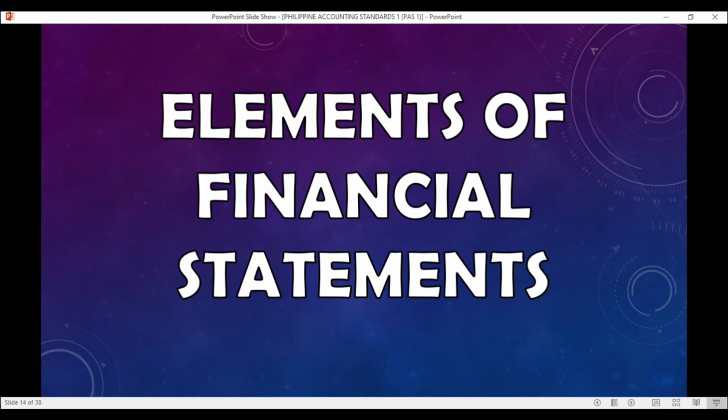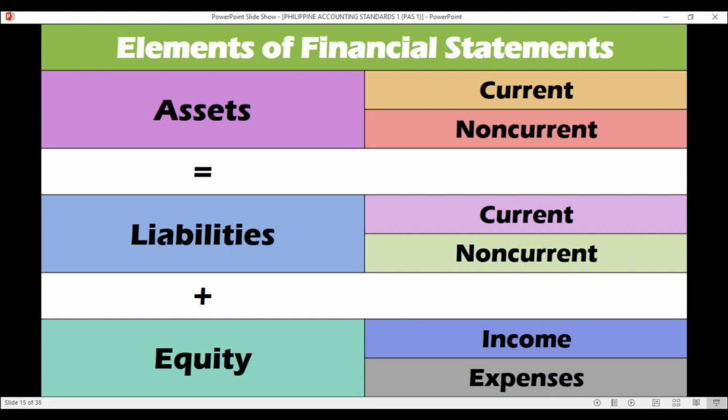Now, for the elements of financial statements, our next focus, we have already discussed financial statements earlier. To come up with financial statements, we should be familiar with the elements of financial statements. At the very least, we have three major elements: the assets, liabilities, and equity. As for the assets and liabilities, they are subclassified into current or non-current. And for the equity, we have the income and expenses.